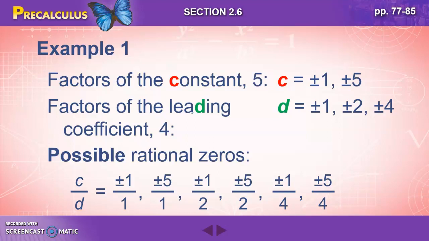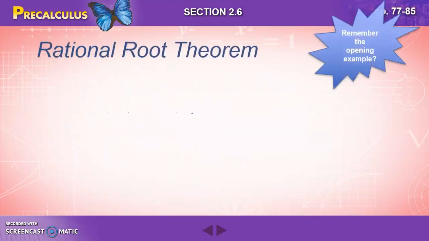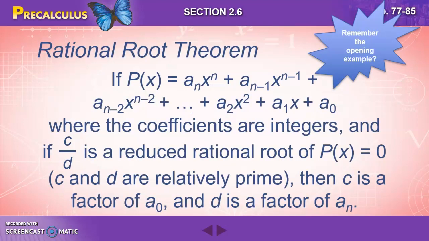Now we could plug each of these into the equation and see when we plug these numbers in what gives us a 0 remainder. That's one way to go about it, but that might take us a little bit of time. So the rational root theorem looks a little wordy and chunky, and it says this.